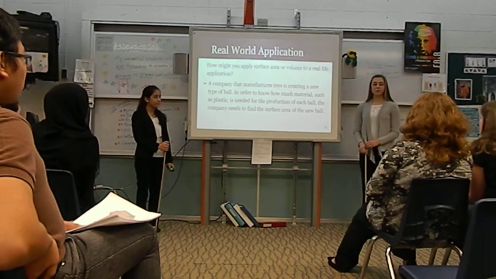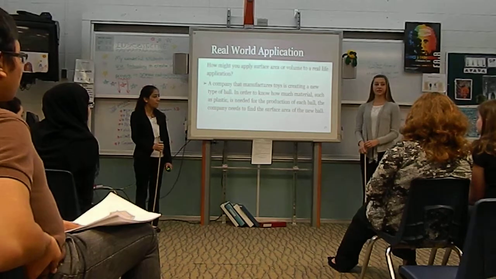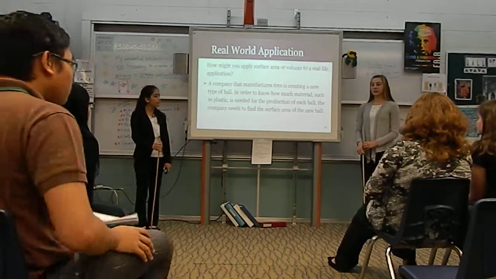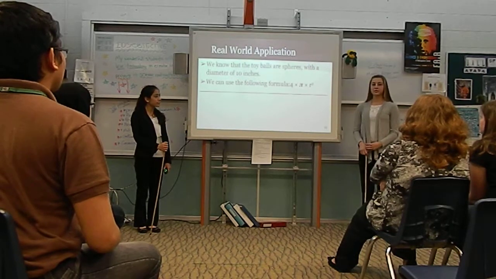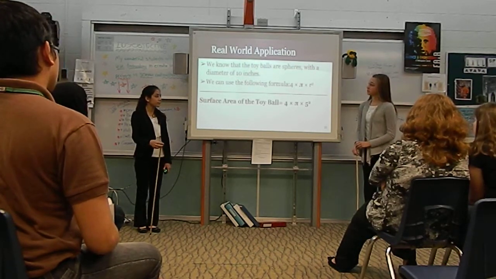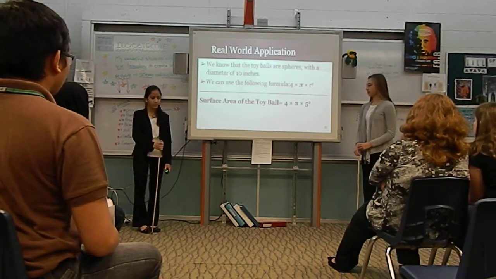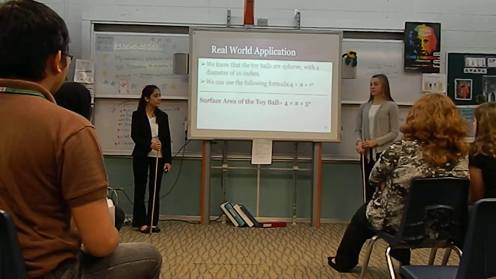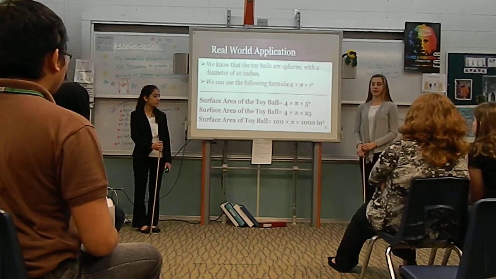Real-world application. A manufacturing company is creating a new toy ball, and in order to create this ball, they have to know how much material is needed. To find how much material, you must find the surface area of a sphere. The surface area of a sphere is 4 times pi times radius squared, and if the sphere has a diameter of 10 inches, you would plug 5, which is the radius, into the equation. So you would do 5 squared, which is 25, times 4, so you would get 100 pi inches squared.